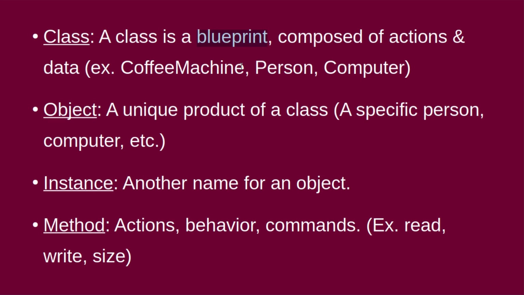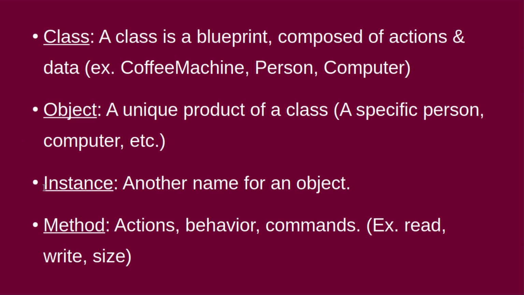And the class is a blueprint that defines, okay, this is what it means to be a person. This is what it means to be a coffee machine. And the object is the actual thing, right? It's the actual persons, the actual computers that are defined by the class. So that's class and object. Very important concepts in Ruby.